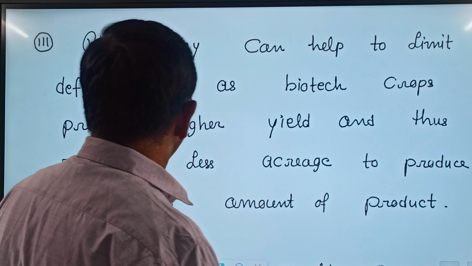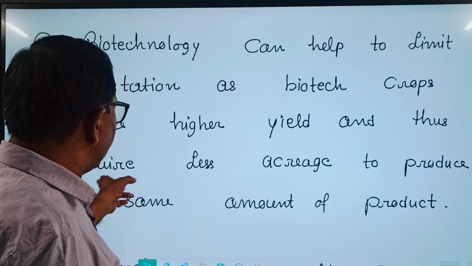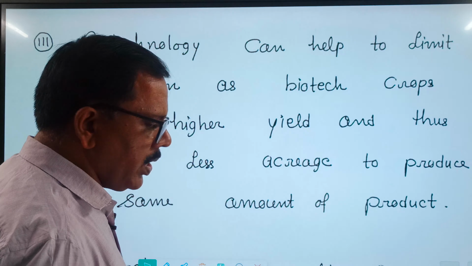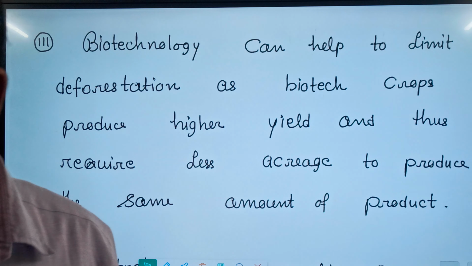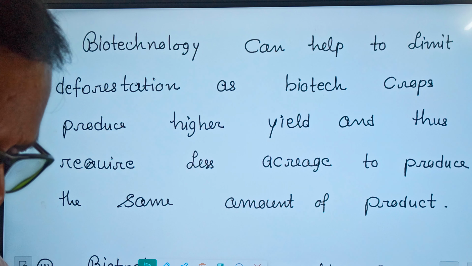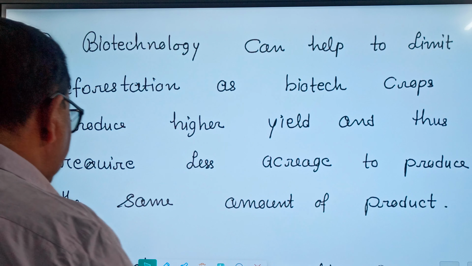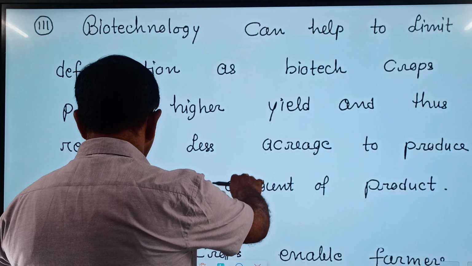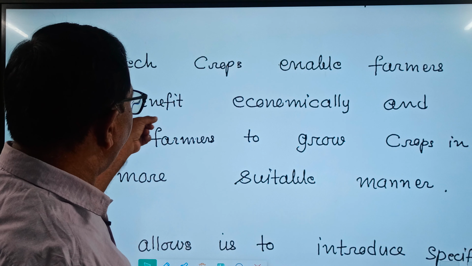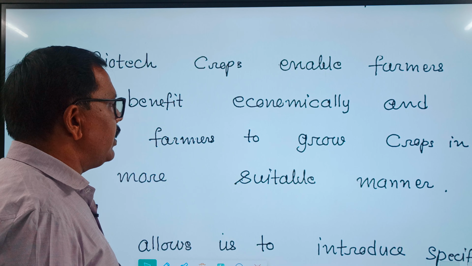can help to limit deforestation, as biotech crops produce higher yield and thus require less acreage to produce the same amount of product. So it is necessary to know such type of information which is a scientific requirement. Later the point number 4, what it says, biotech crops enable farmers to benefit economically and allow farmers to grow crops in a more suitable manner.